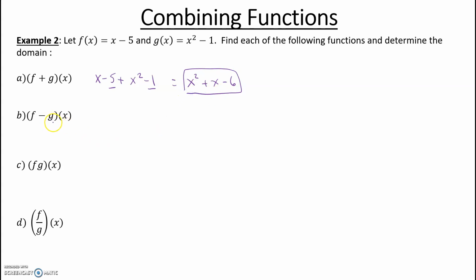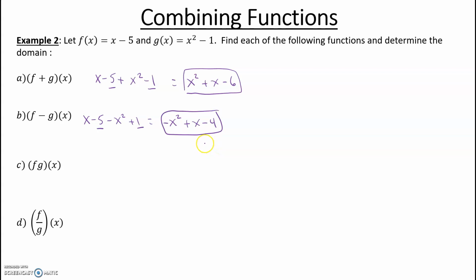You can also subtract, but make sure that you distribute that subtraction because it's minus all of g of x. So it's f of x, x minus 5, minus all of g of x, so minus x squared, and minus negative becomes plus 1. So make sure that minus sign distributes. Put them in standard form. We got negative x squared plus x, and then negative 5 plus 1 makes negative 4. And we're done.